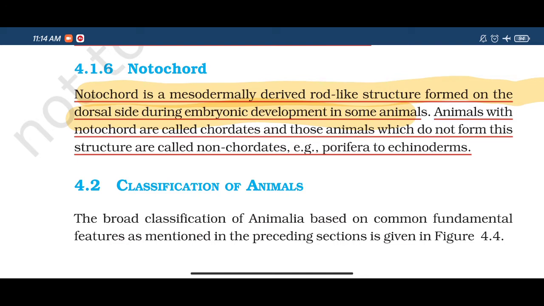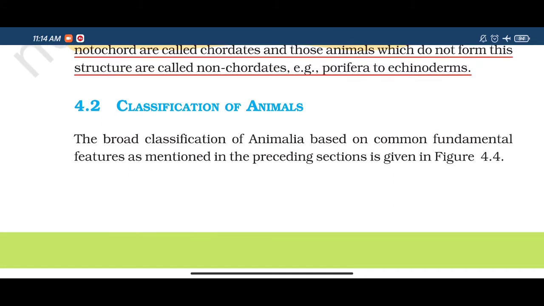Today I'm going to start part 2 of Animal Kingdom. In this part 2, I'm going to explain the classification of invertebrates. Okay, so starting with the topic, classification of animals.